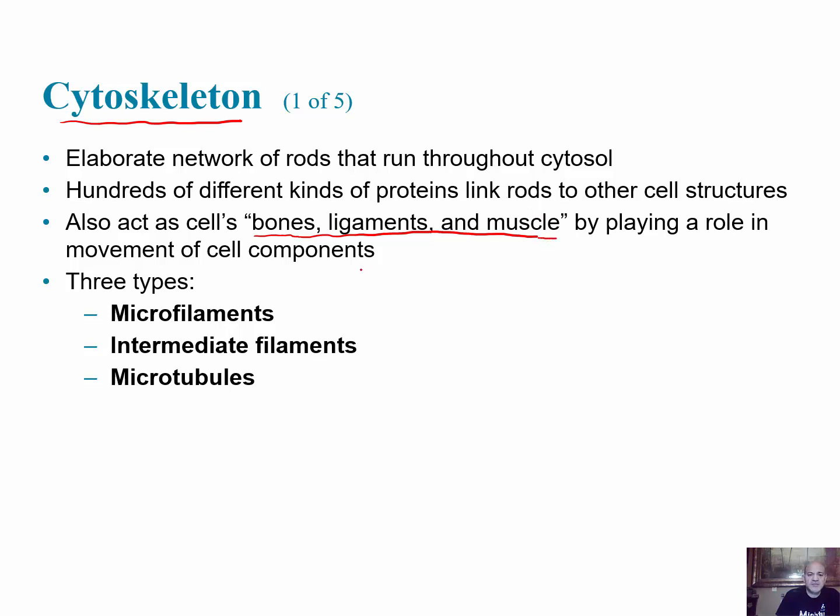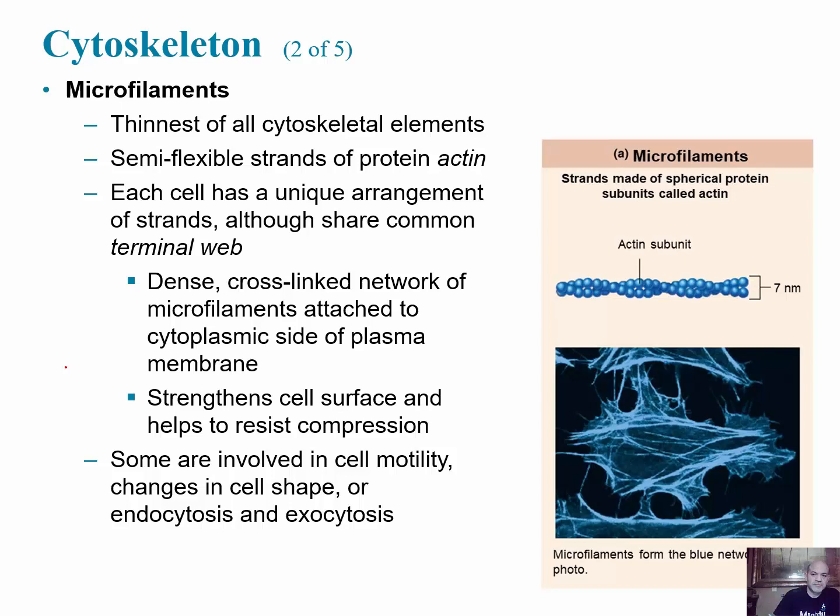So the analogy is the same as we find in a skeleton in your body. There's going to be 3 general types: microfilaments, intermediate filaments, and microtubules. And these are in order here of increasing diameter or thickness of the filaments.